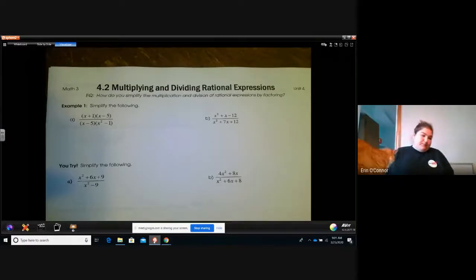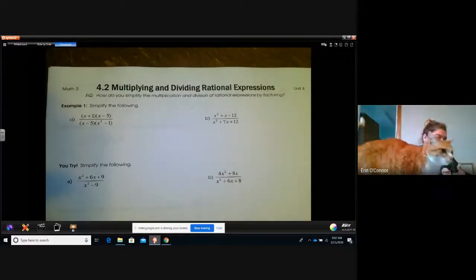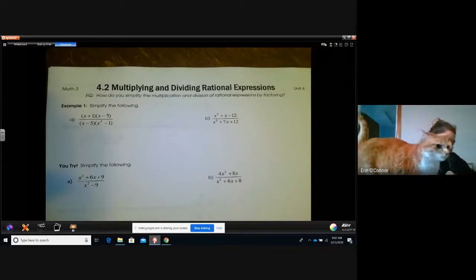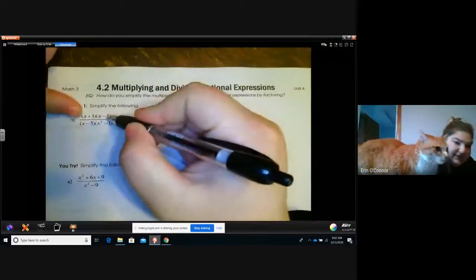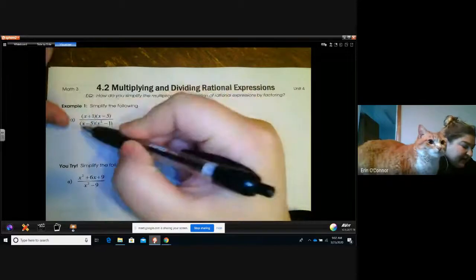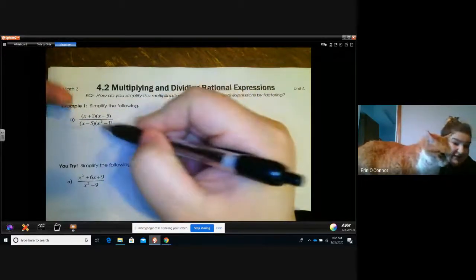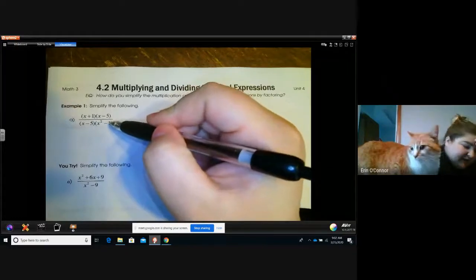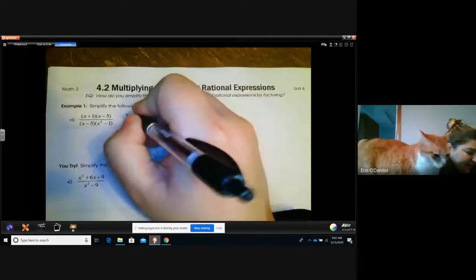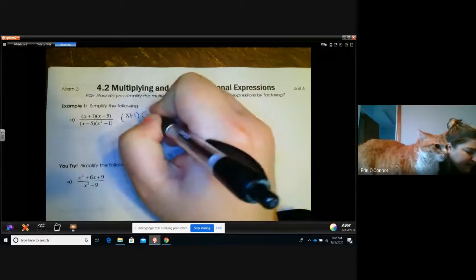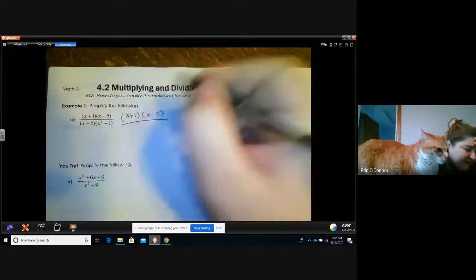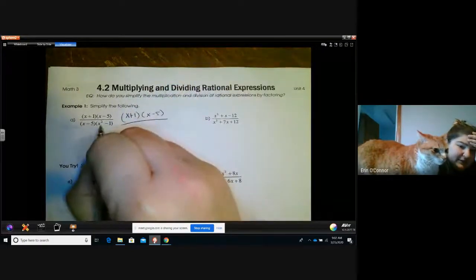So, just like we did on Monday, the first day of this, we're going to first have to factor and then simplify. So we have x plus 1 times x minus 1. That's already factored. X minus 5 times x squared minus 1. That is not factored. That second expression is not factored. So we're going to factor it out. I'm going to rewrite the top. And it is simple to factor out because this is a difference of squares.